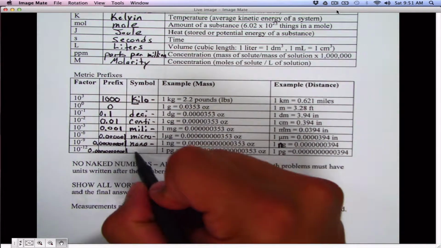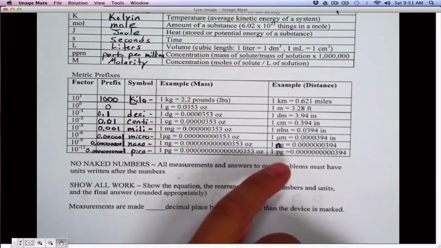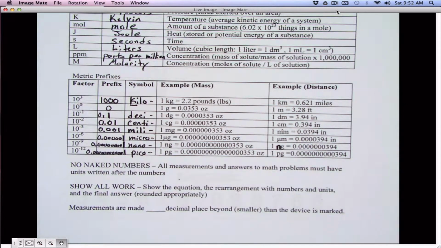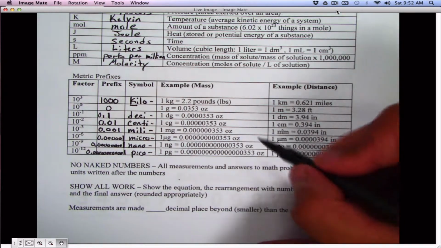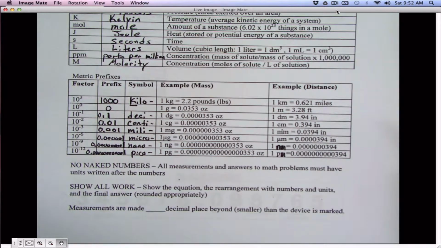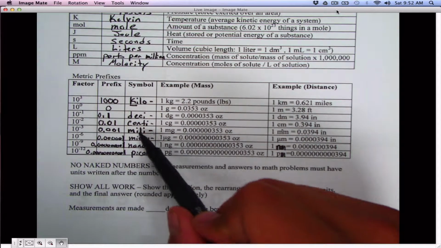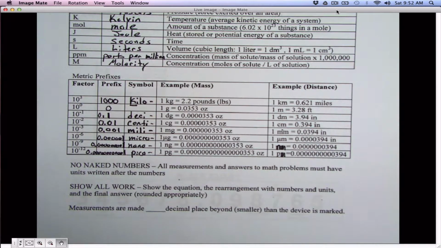This is pico. Picograms. That didn't make any sense. Why do I have grams? This should be picometers. Sorry, misprint. Picometers. All right, so these are the prefixes you're going to run into a lot: pico, nano, micro, milli. You have to know the factor in order to figure out how they're going to work.